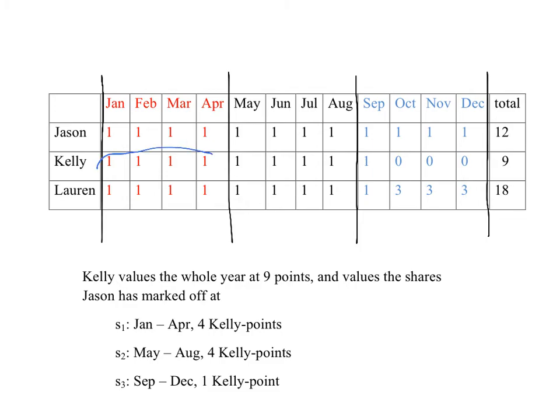Share 1 is a fair share for Kelly. It's worth 4, and that's more than 3, so that works. May through August is also fair for her, but September through December is not. It would be unacceptable to tell her, you get the store location September through December. Okay. So she'll take either of these perfectly well.